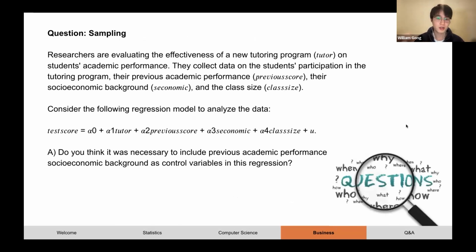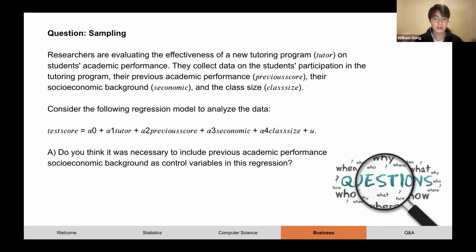Sampling. So this is very similar to one of the two questions as well, and I think this is something that may come up in the final exam. The question is, researchers are evaluating the effectiveness of a new tutoring program. They collect data on their previous scores, their socioeconomic background, and class size. Do you think it was necessary to include previous academic performance as a control variable?